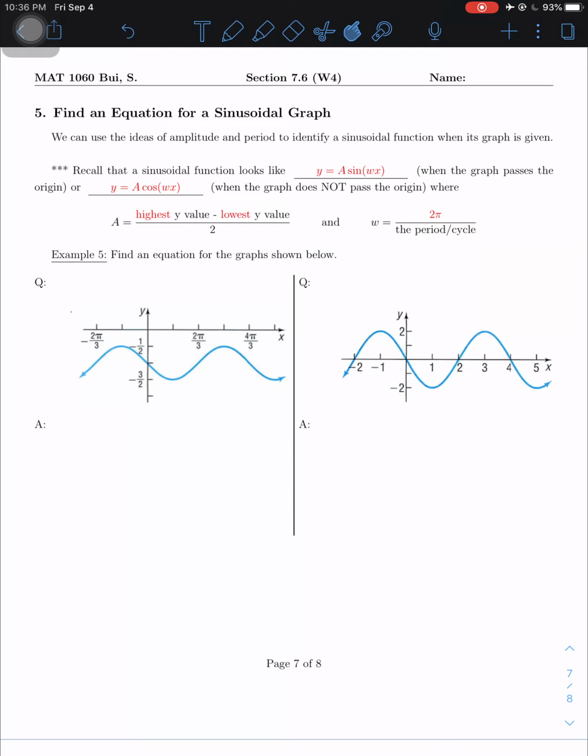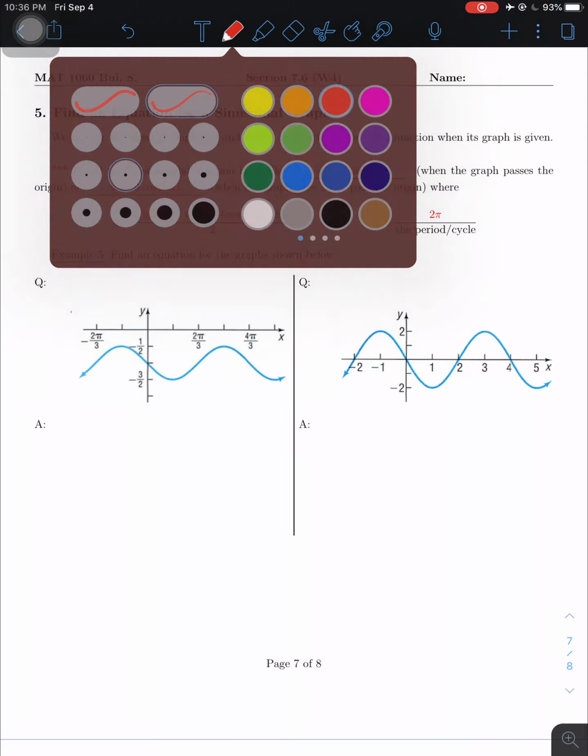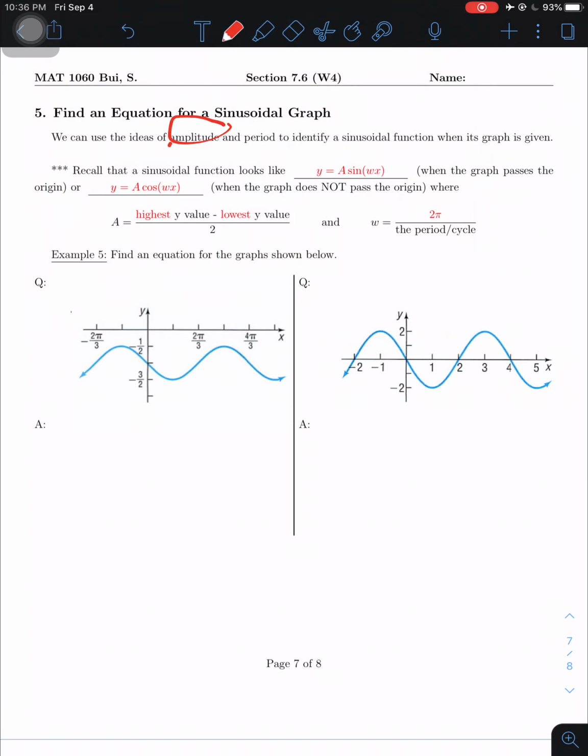We can use the idea of amplitude and period to identify a sinusoidal function when its graph is given. Okay, so again, if you don't remember what amplitude is, amplitude in here is the absolute value of A, and period in here is T equals 2 pi divided by w. Okay, so my tip, recall that a sinusoidal function looks like either a sine function or cosine function, right? And the difference in here between the two is that for sine it's gonna pass through the origin, for cosine it's gonna miss the origin. Okay, and then how can we tell A, right?